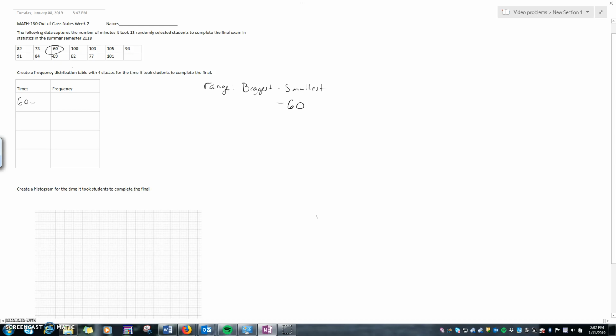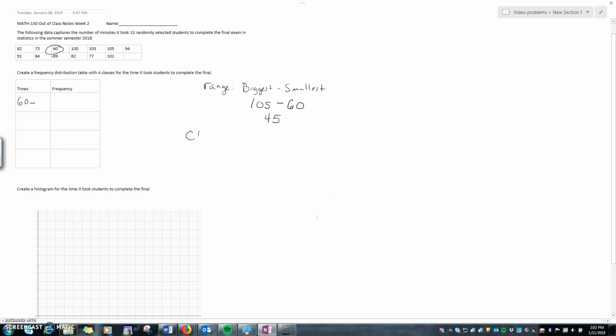Now let's go through our list and look for the largest value. I think the largest value is 105. So 105 minus 60 is 45. So we know that this has a range of 45. So we have a total distance of 45 to cover in here. Now how do we break that up?